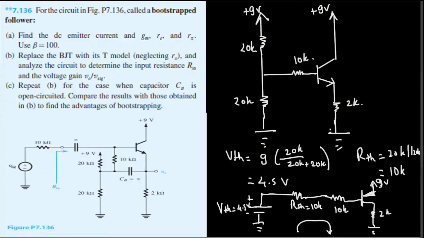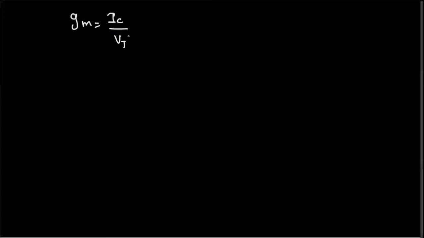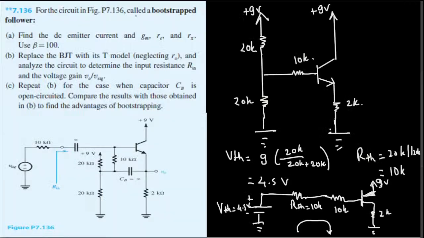Okay, VT is nothing but 26 millivolts. That's the thermal voltage, so we don't have to worry about that. That is a constant value, the same everywhere. IC is what we have to calculate.